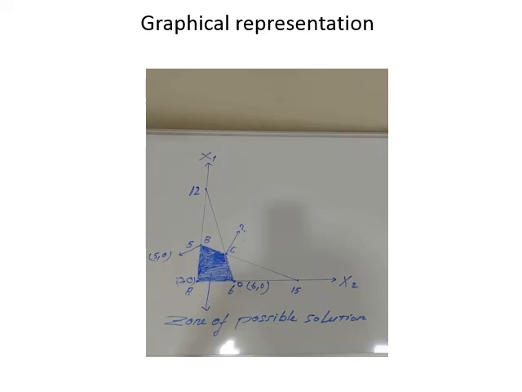Point B denotes x1 equal 5 and x2 equal 0. Point C is unknown. We will find it by solving two intersection equations simultaneously. The last point is point D, where x2 equal 6 and x1 equal 0.